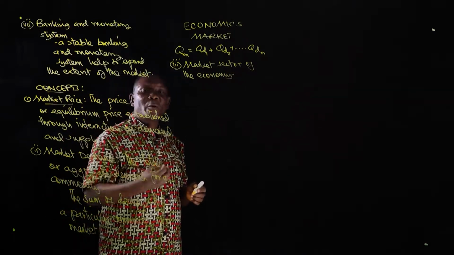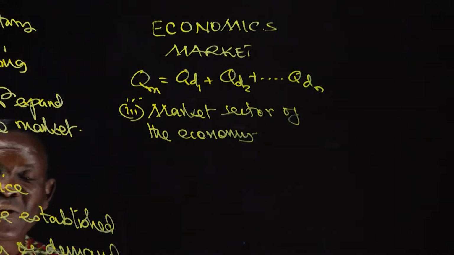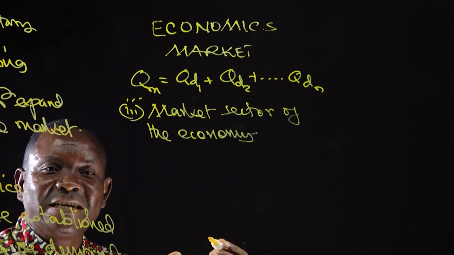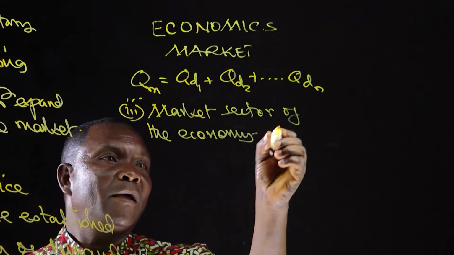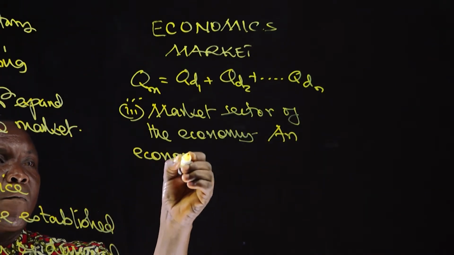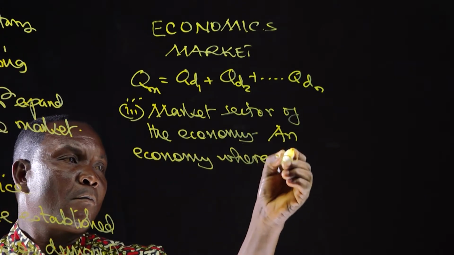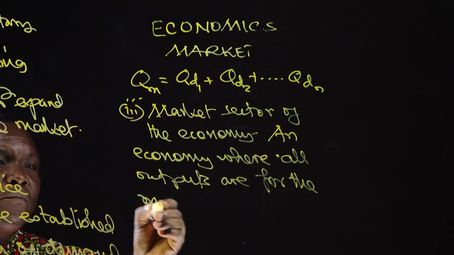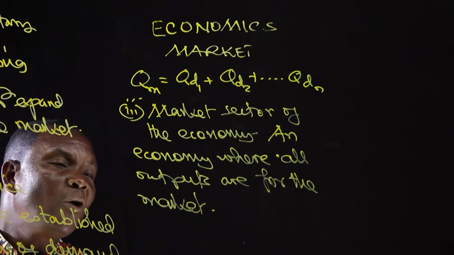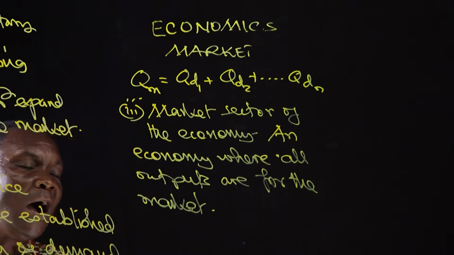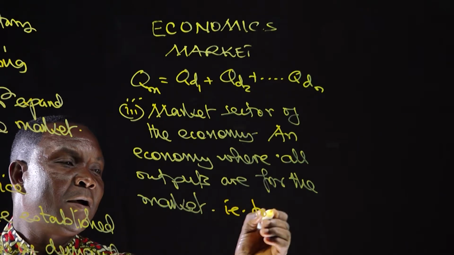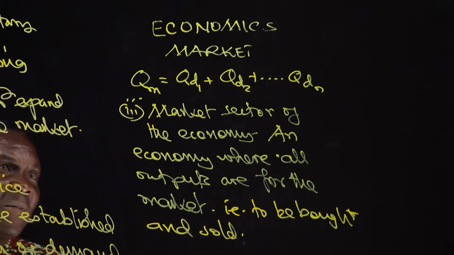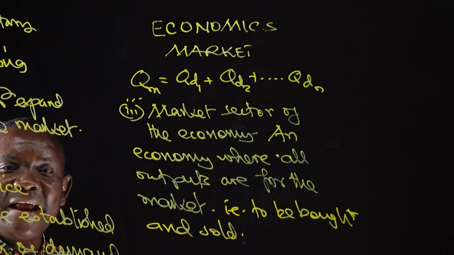A market sector of the economy is an economy where everything that is produced passes through the market, implying that everything produced in that economy is for the market, is bought and sold, is sent to a market to be purchased by customers. All goods and services produced in that economy are to be bought and sold. And this is what is supposed to be in a modern economy.